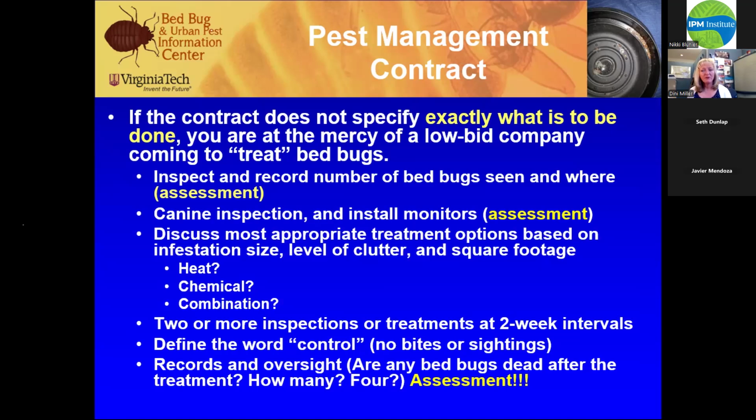Heat? Going to have a whole home heat treatment, chemicals, or a combination of both? Usually for great big rooms, we don't have heat systems that are going to be effective. So that's really a challenge.